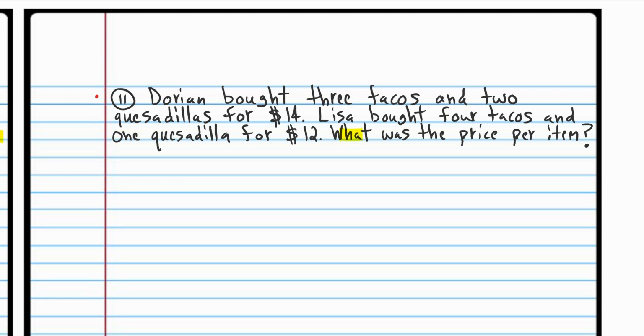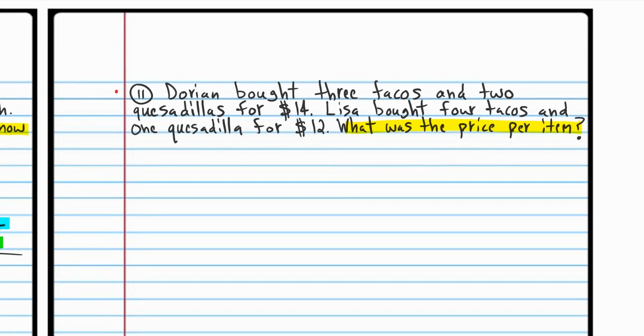In this problem, they're looking for the price per item. So in the previous problems, we were given the price per item, and we're asked to find the number of each item sold. But in this problem, we're given the number of each item that's sold, and we're asked to find the price per item. So a very important difference here. So T is going to be the price per taco, and Q is going to be the price per quesadilla.